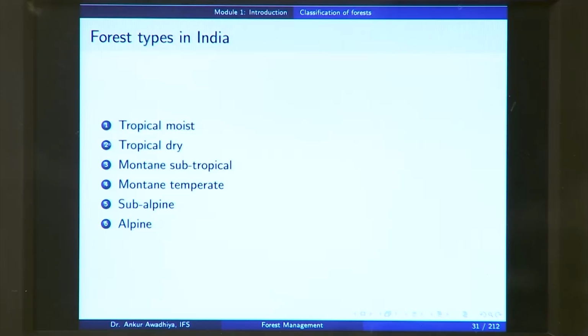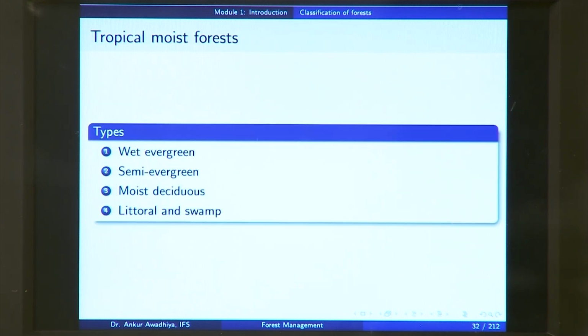Now, if you look at the vegetation in India, we have different types of forests that we define for our country. You have tropical moist forest, tropical dry forest, montane subtropical forest, montane temperate forest, subalpine forest and alpine forest. Now, tropical forest will be found in tropical areas, montane forest will be found in mountainous areas, and alpine and subalpine forest will be found in very cold areas. So, we will look at all of these in more detail now. We begin with tropical moist forest.